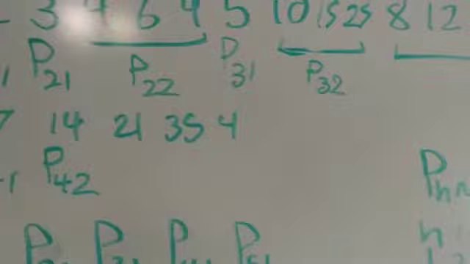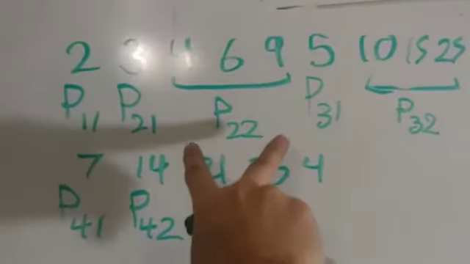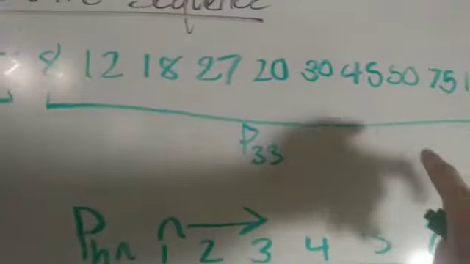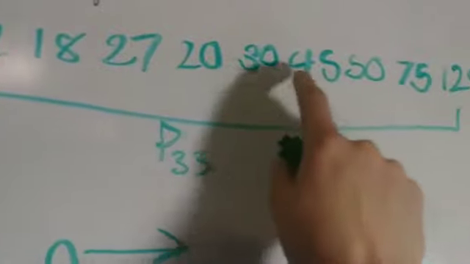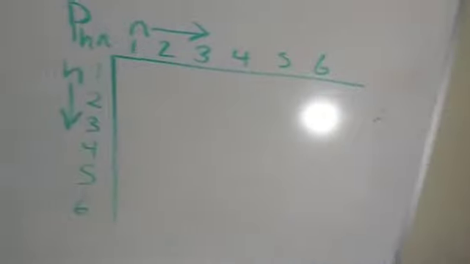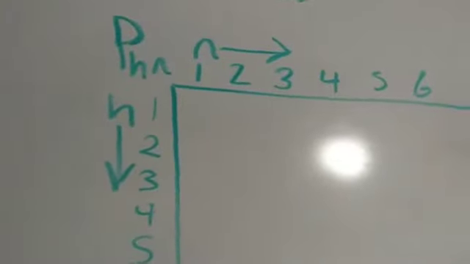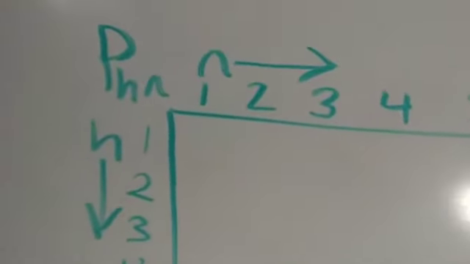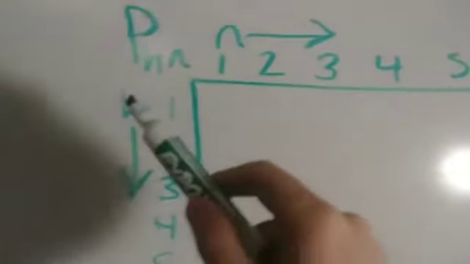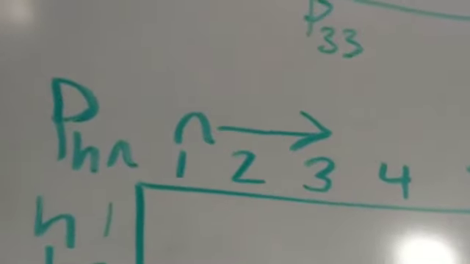You might notice that P22 is 3 long, and P33 is a lot more. Let's see, 1, 2, 3, 4, 5, 6, 7, 8, 9, 10. P22 is 3 long, P33 is 10 long. So I'm not going to go through the trouble of counting all these right now. I've already done it. Right now, I'm just going to write down the lengths of each of these things. So PHN, the N's go this way, and the H's go this way. So P11 is only 1 long.